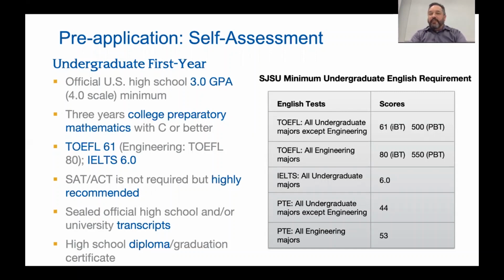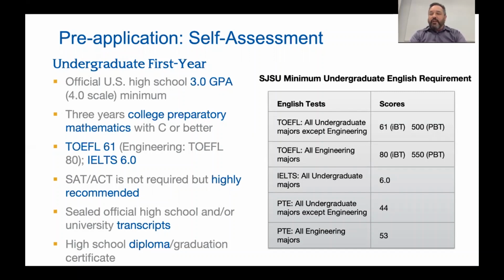In the US, we do things on a 4.0 scale. So your GPA, your grade point average, will be viewed on a 4.0 scale. Most of our programs are going to require a minimum of at least a 3.0. Some of our very competitive majors will have even higher requirements. For the Cal State system, 3 years of college mathematics is required.